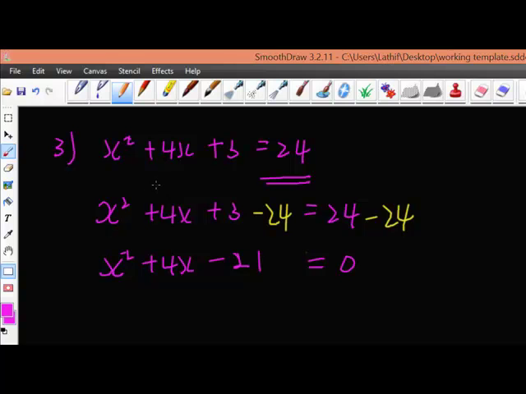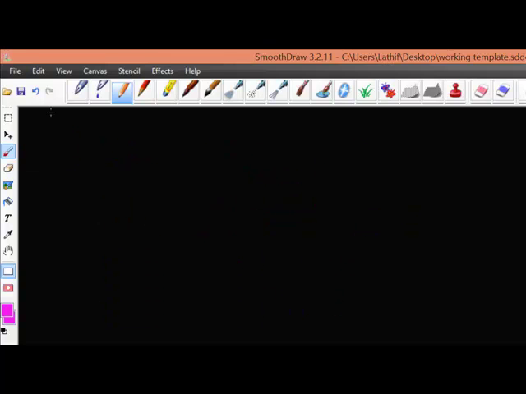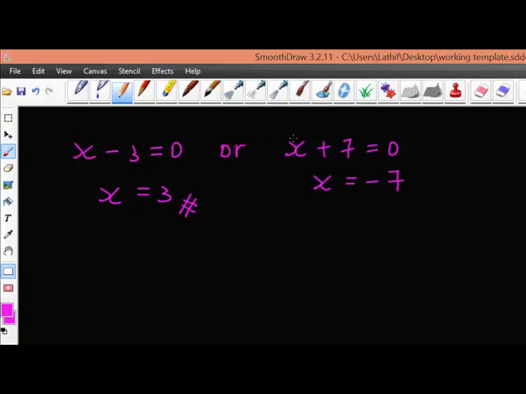And on the left hand side, this is what we have solved earlier on using the multiplication frame, and we'll get x minus 3, x plus 7 equals to 0. Okay, solving them, we will get x equals to 3 and x equals to minus 7. So this is the two solutions for our question.